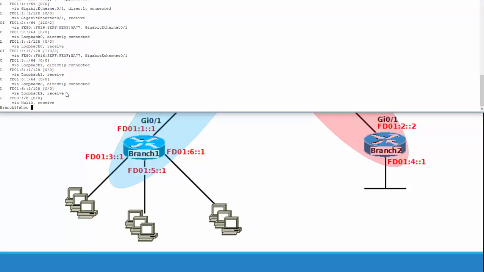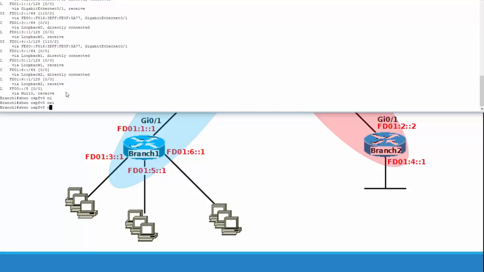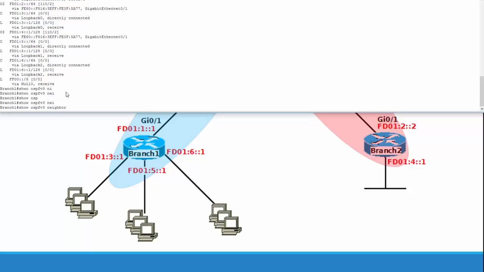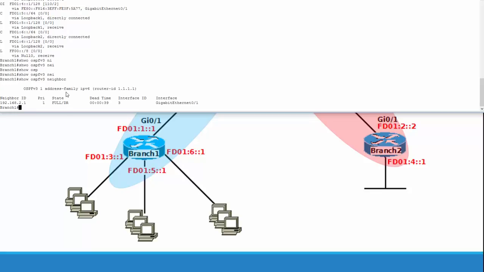Let's go ahead and do a show. What did I want to look at? Neighbors. You'll also notice here, type show correctly. Tab completion is your friend. I'm trying to type slower so you can read stuff.